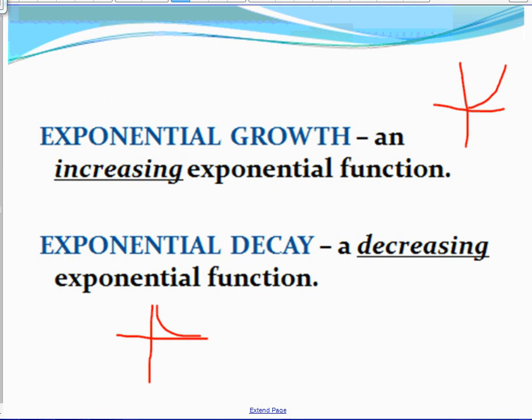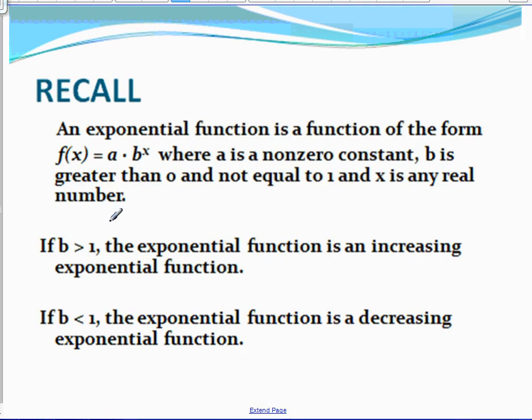All right. So, if you recall from before, an exponential function is a function in the form of f of x equals a times b to the x, where a is a non-zero constant, or our beginning, and b is greater than 0 and not equal to 1, and x is any real number. Okay? If b is greater than 1, then it is an increasing exponential function. If it is less than 1, then it is a decreasing exponential function.